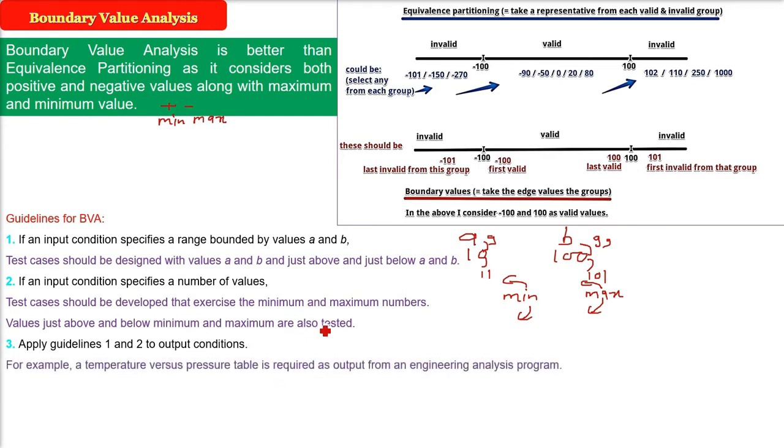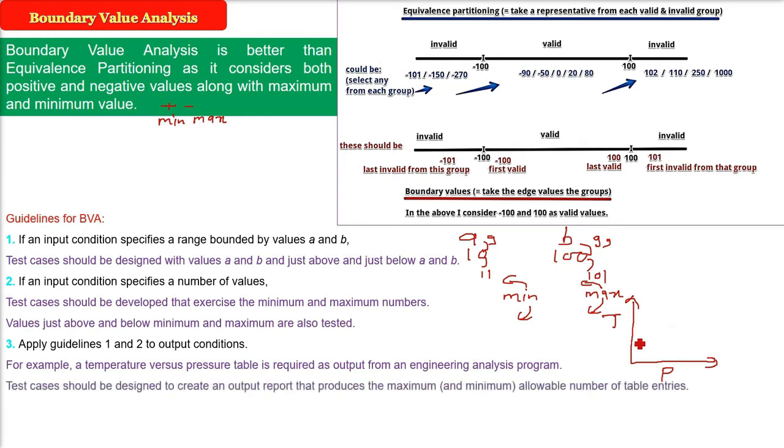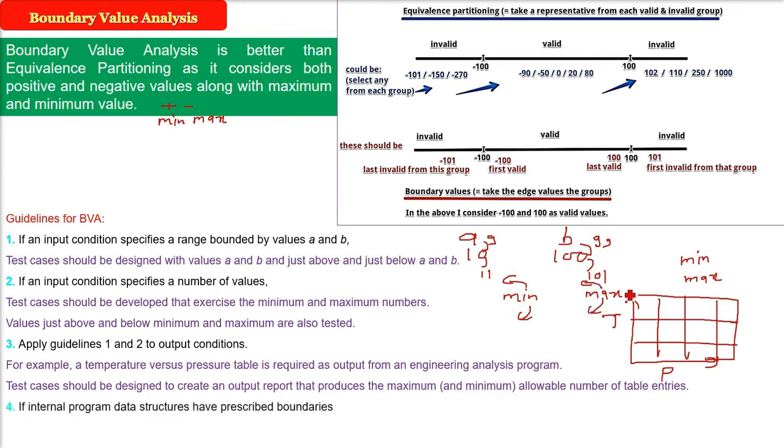And this can be done for the output condition too. For example, if you have a temperature versus pressure table, which is required as output for a certain engineering analysis program, then how do we apply boundary value analysis to this output condition? The test cases should be designed to create an output report that produces the maximum and minimum allowable number of table entries. What will be the maximum allowable values? What are the minimum allowable values? This has to be done. This has to be your test cases. This is for the output condition.